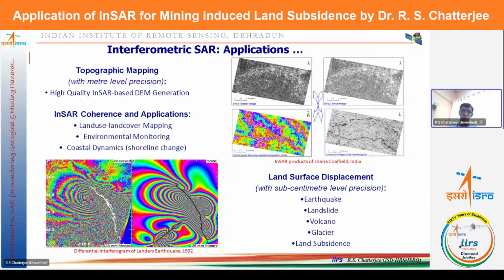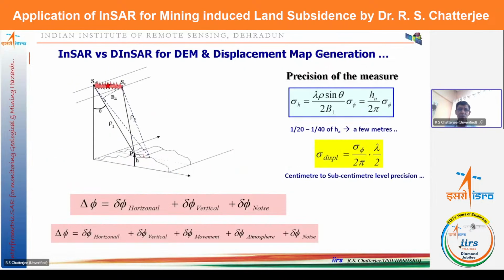Now see, in interferometric SAR, these two images can be acquired at the same time. Also, you can have two images at different times. So one image you take on day 1 by the satellite, another image you acquire on day 2. There is a time interval. Let us assume for this area there is no deformation.